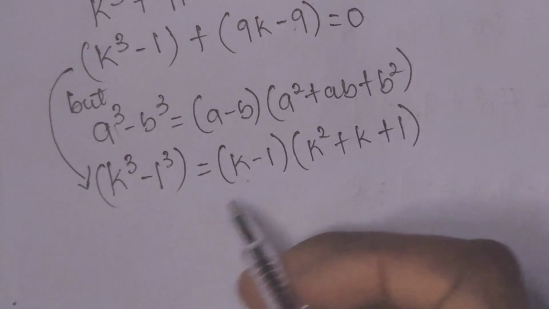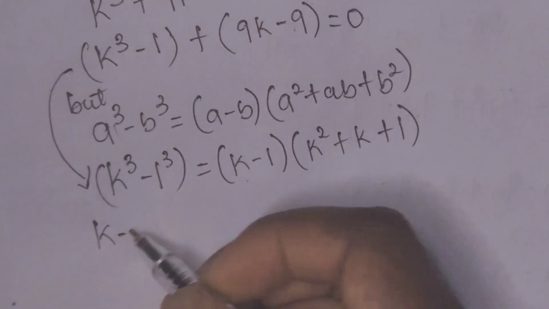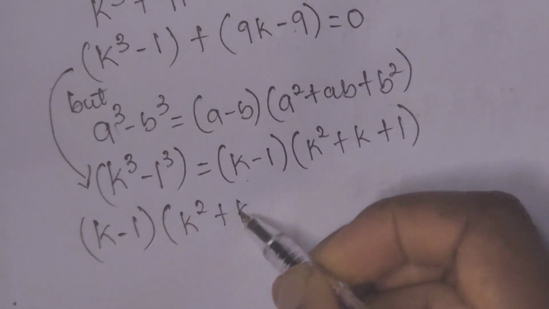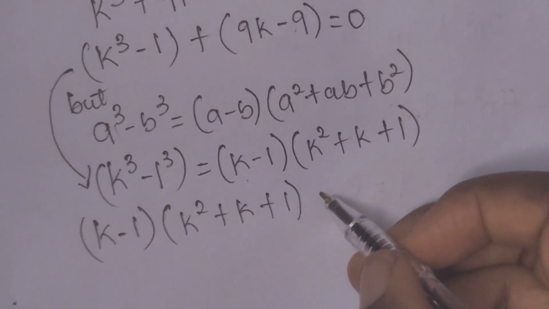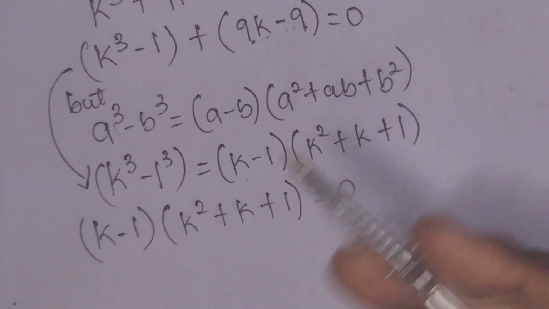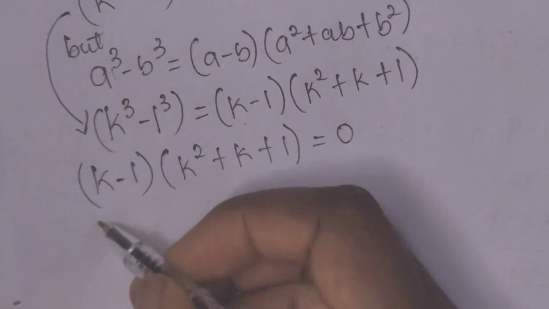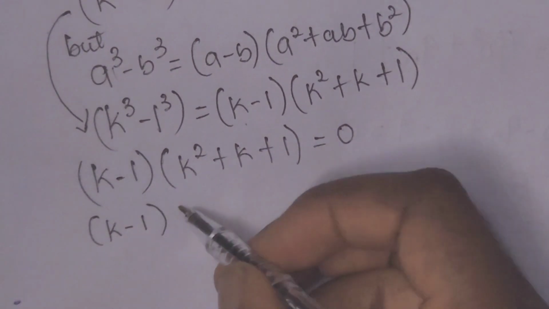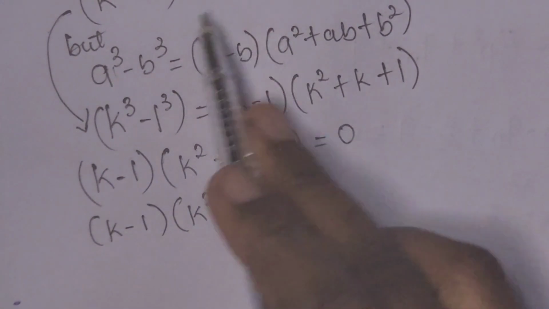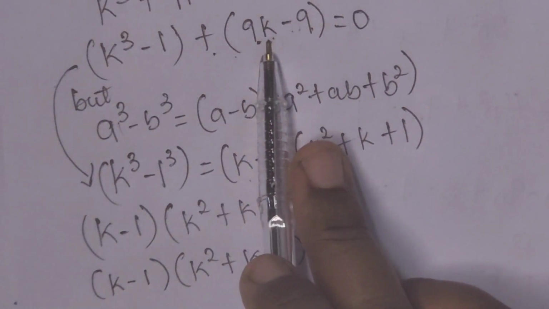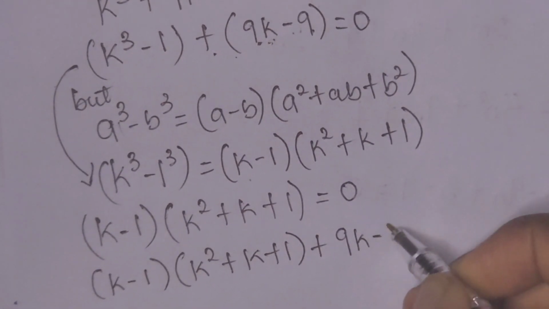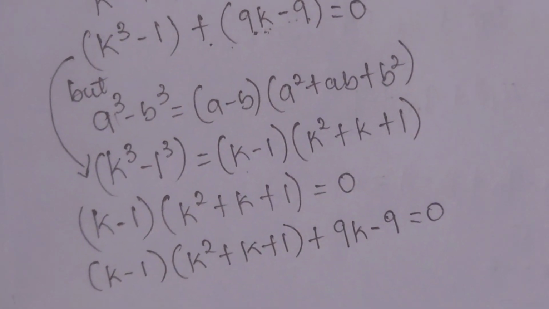So from here we have that k minus 1 times k squared plus k plus 1 is equal to 0. We still have 9k minus 9. So this simply means that k minus 1 times k squared plus k plus 1, we'll be adding this 9k minus 9 here, plus 9k minus 9, equal to 0.